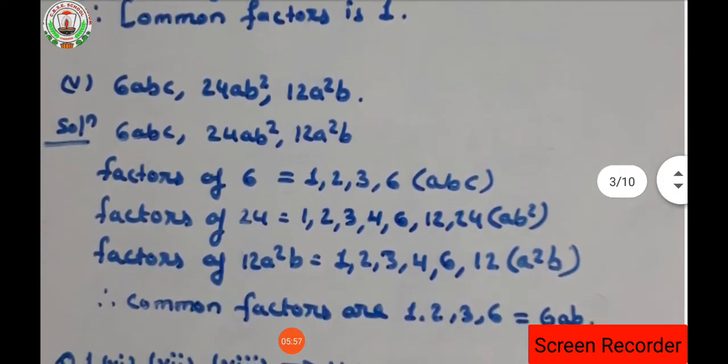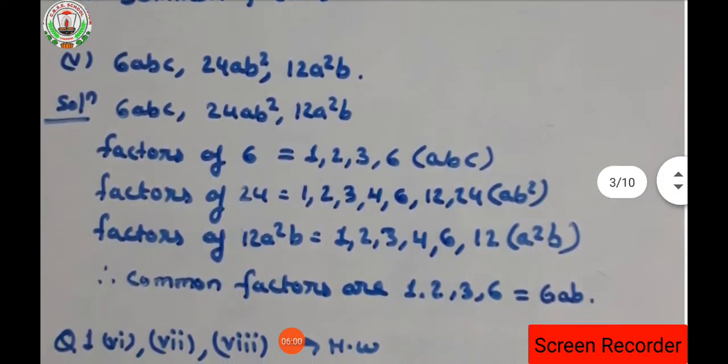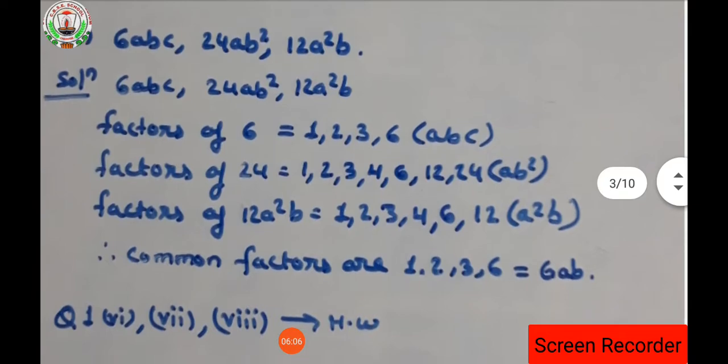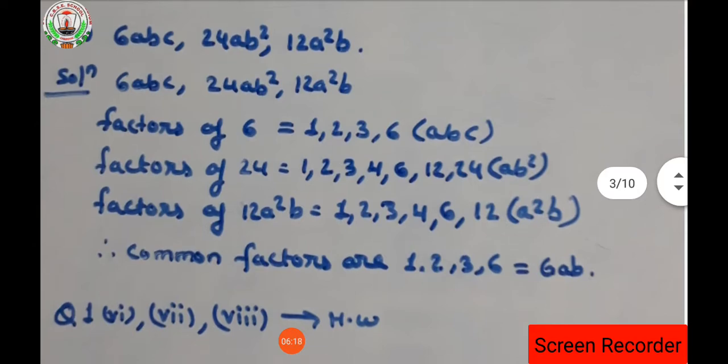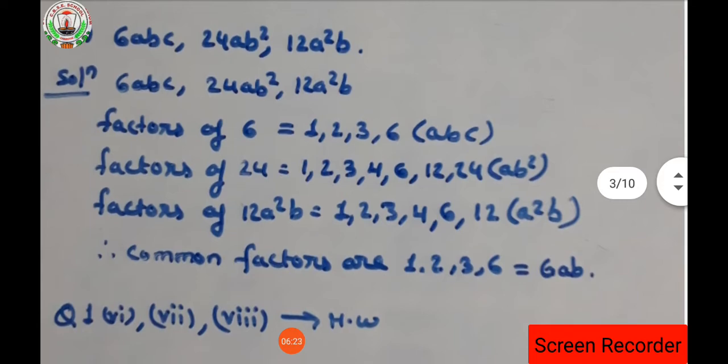In the fifth part, 6abc, 24ab square, 12a square b, isn't it? So what are the factors of 6abc? That is 1, 2, 3, 6, and abc. 24ab square is 1, 2, 3, 4, 6, 12, 24, then 12a square b is 1, 2, 3, 4, 6, 12. So what are the common factors we are having here? 1, 2, 3 and 6. And here what is the highest common factor? That is 6, isn't it?